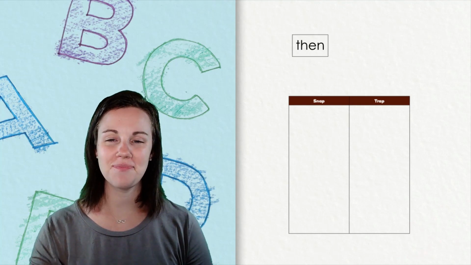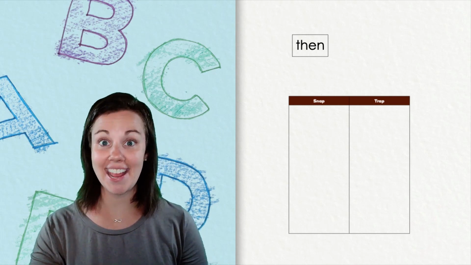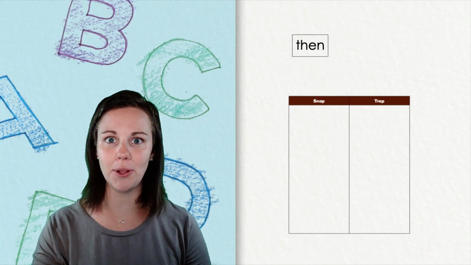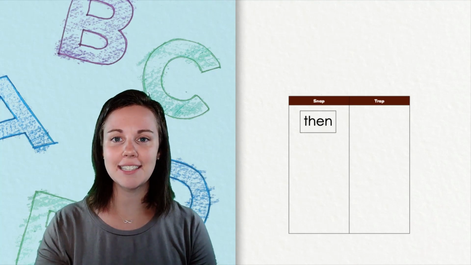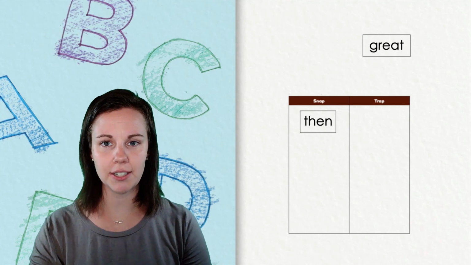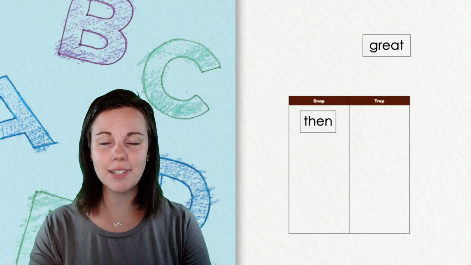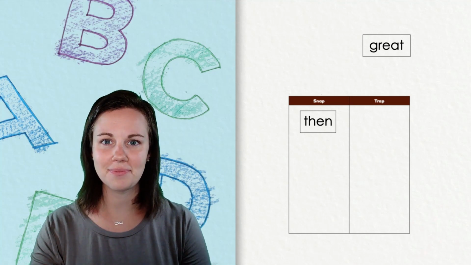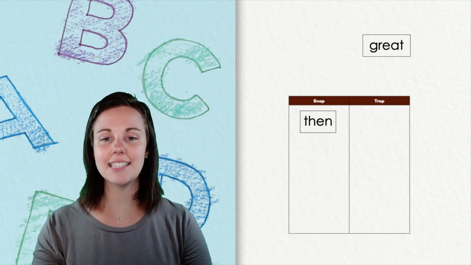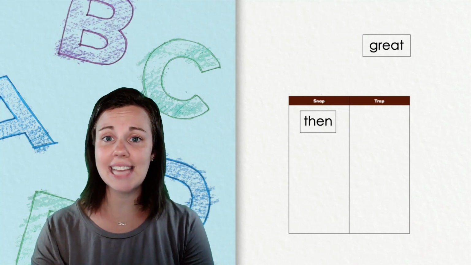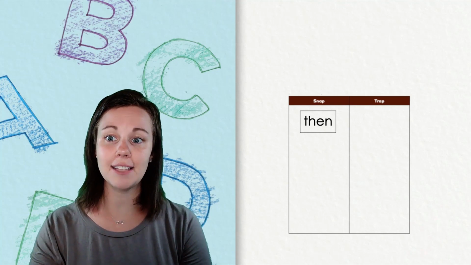Here's the first word. It says, then. I hear a short E sound, and it looks like a closed syllable. That's a snap. There it is in the chart. This next word, it says, great. Did you hear the long A sound in the middle of that word? What do you think? You're right. This is a trap. We don't see any of our long A spelling patterns in this word, great. Let's put it in the chart.